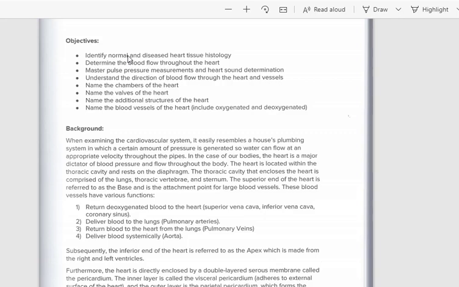You need to be able to find intercalated discs, and you need to see the striations so that you know that it is a striated muscle as opposed to a smooth muscle. But intercalated discs are the number one thing that you really, really want to be able to see in normal heart tissue. The blood flow through the heart, we just went over that. It happens on the left side simultaneously with the right side. And master pulse pressure measurements.